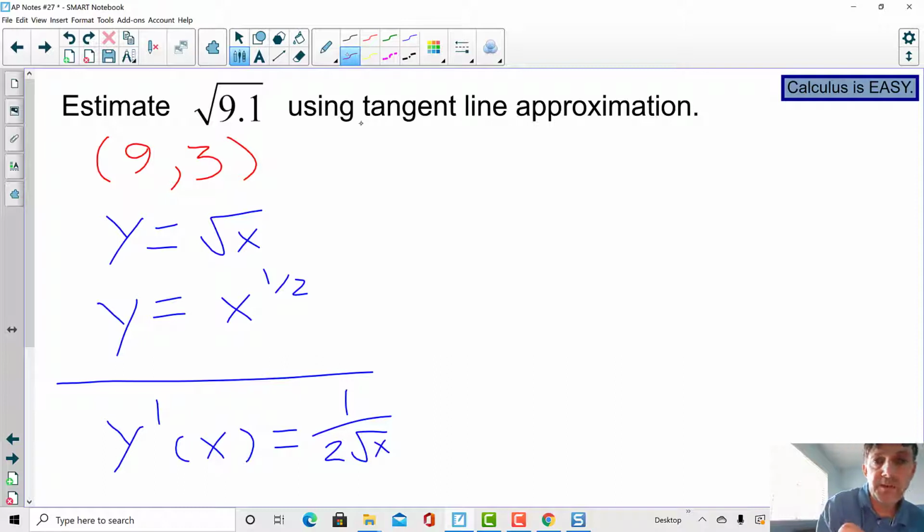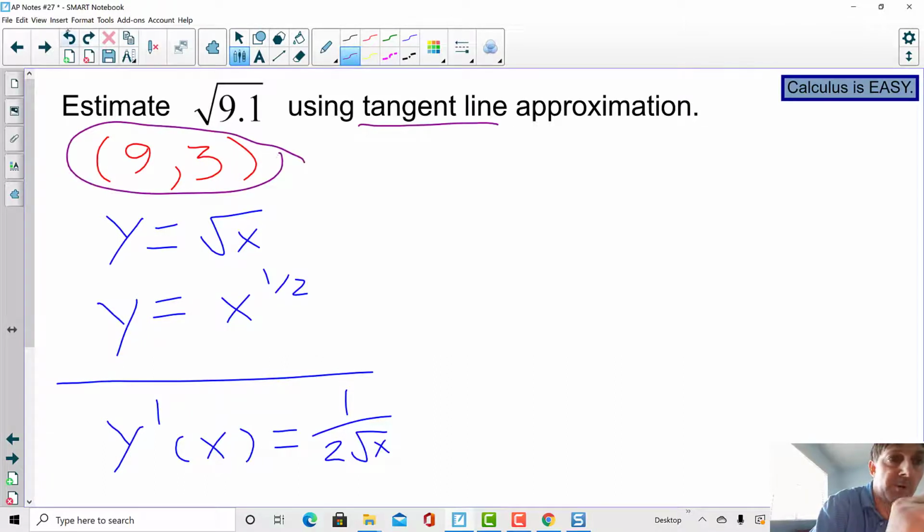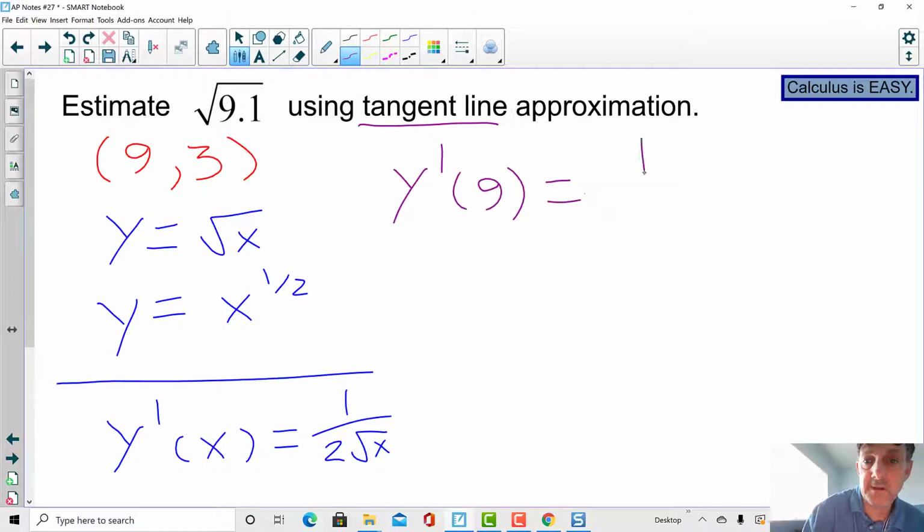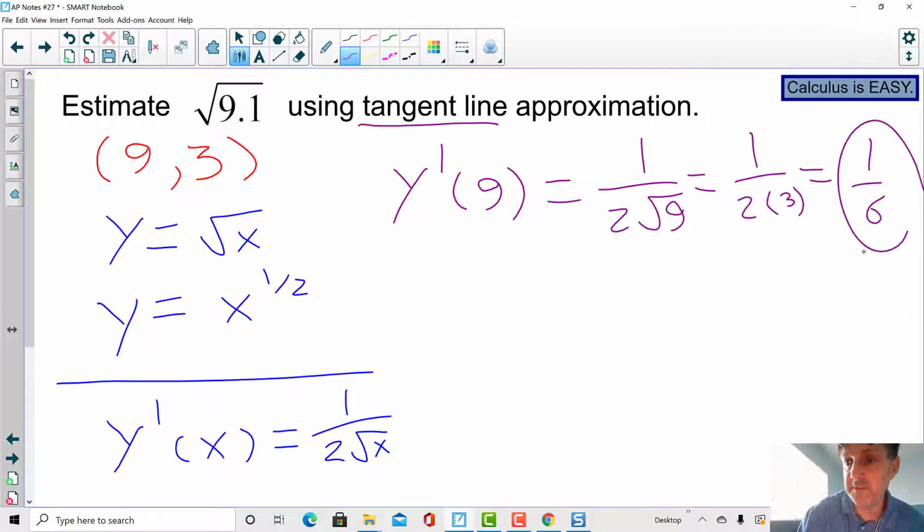Okay, again, we need the equation of the tangent line at this point. So since we have the point, we really just need the slope. So we're looking for the slope when x is 9. This is the slope for any value of x. So the slope when x is 9 is going to be 1 over 2 root 9. So we get 1 over 6 for the slope.